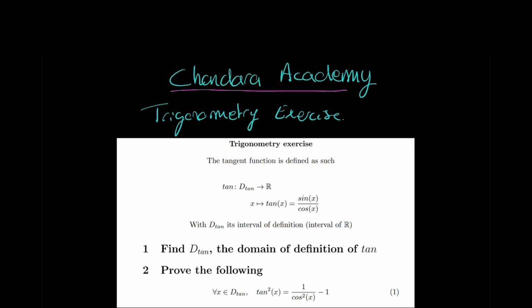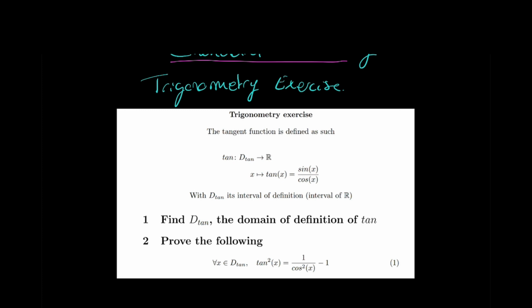In today's video, we are going to find out about the tangent function, which is written tan. The tangent function is a very important function within the trigonometric functions. It is defined on a set that I call D tan, which is a part of R, and it gives values in R. Given x, it gives tan of x, which is equal to the sinus of x over the cosinus of x. In the first question of the exercise, we are going to try to find the domain of definition of the tangent, and then we are going to prove some inequality.